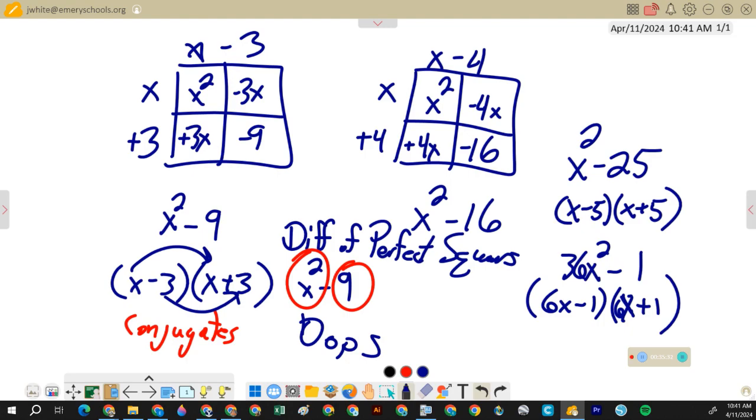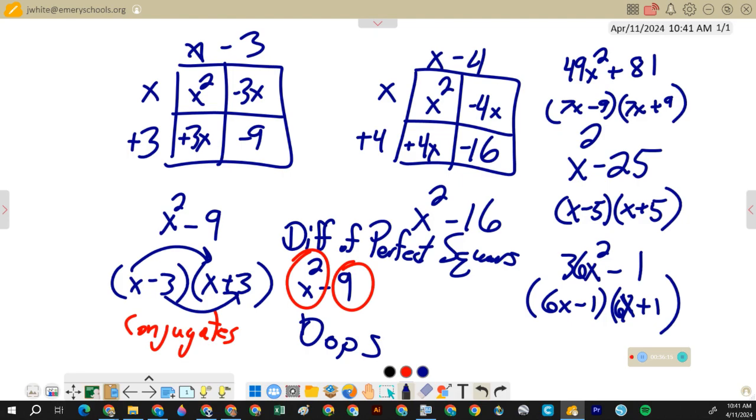All right, let's make it a little bit harder. What about 49x squared plus 81? What is that going to factor into? Seven x minus 9 and 7x plus 9. Does that work? No, it doesn't work.